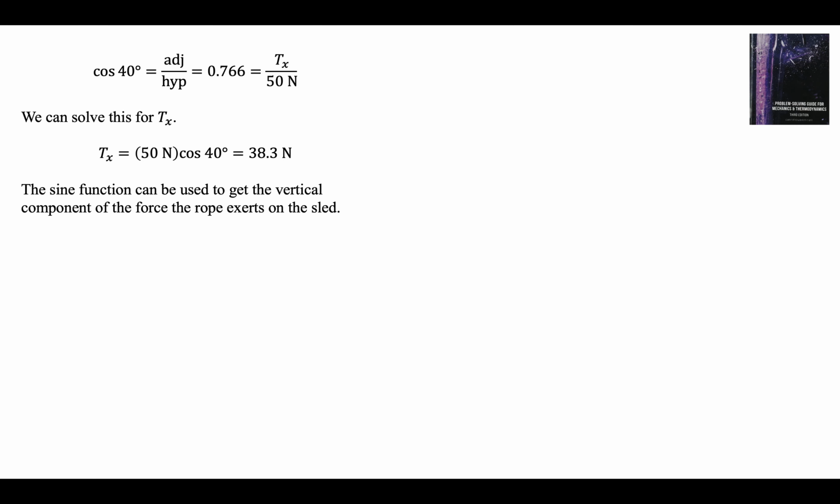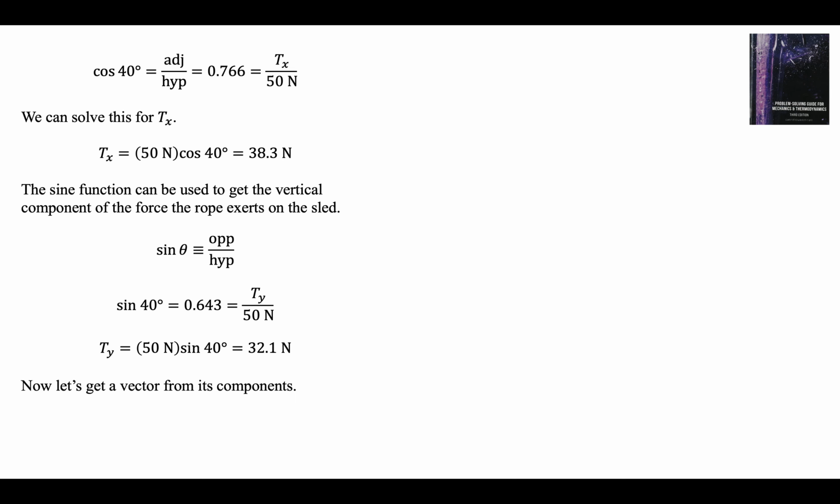Let's get the sine. Let's get the other side, the opposite side. Sine is opposite over hypotenuse, and that's 0.643. So if there's a 40-degree angle, the side opposite it is 64.3% of the hypotenuse. The opposite side is t sub y. The hypotenuse is 50. We can solve this equation. We get 32.1 newtons for t sub y.